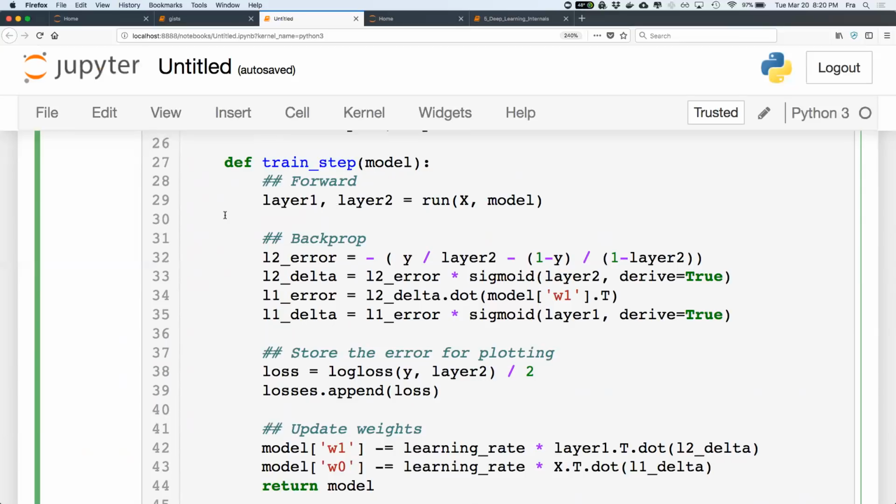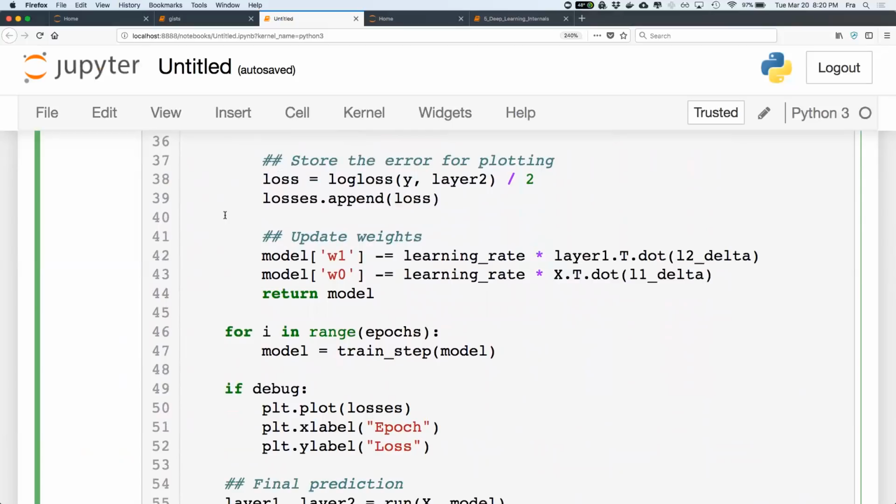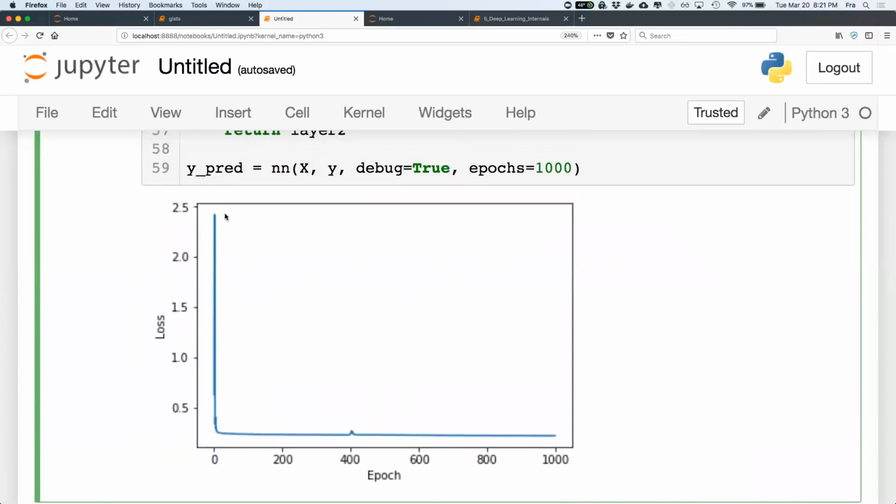This is just for displaying the loss at the end, but the weight update is this rule, where I do weight 1 minus equal to learning rate times layer 1 dot L2 delta and learning rate times X dot L1 delta. Okay? If I run this, the loss goes to 0 very quickly. So basically, the network has learned this very simple data set. Okay?